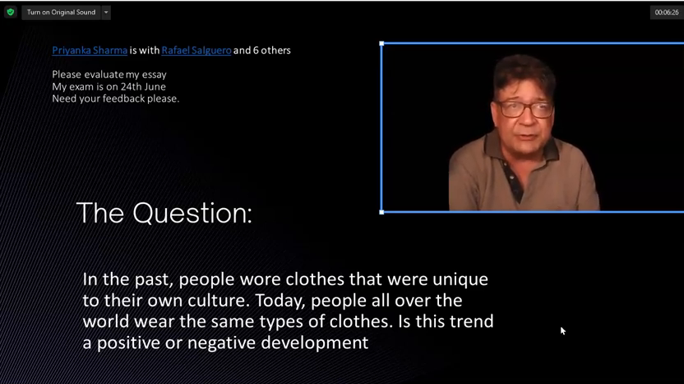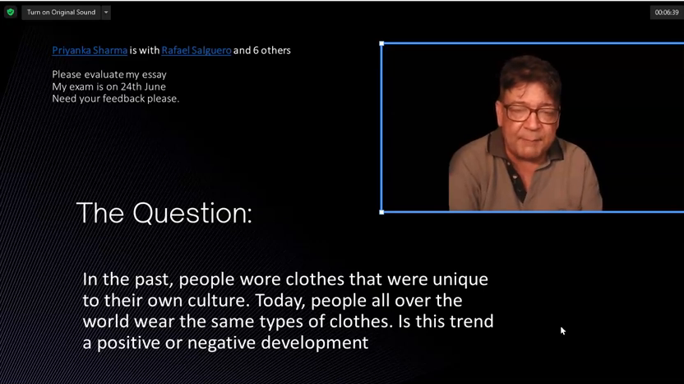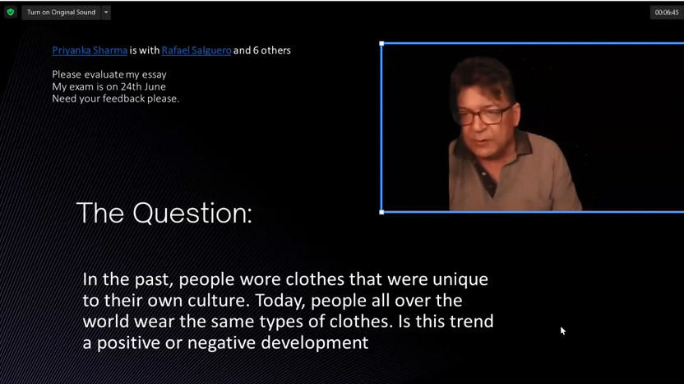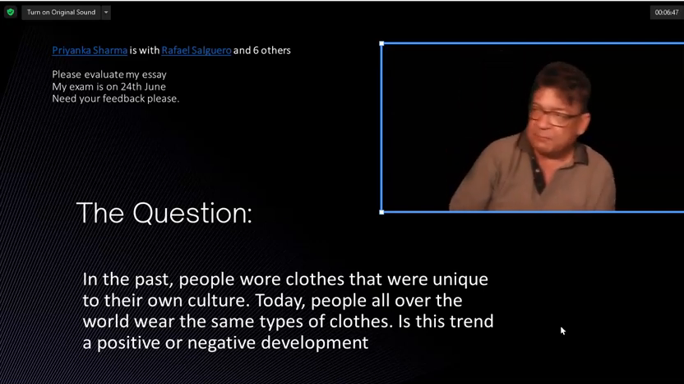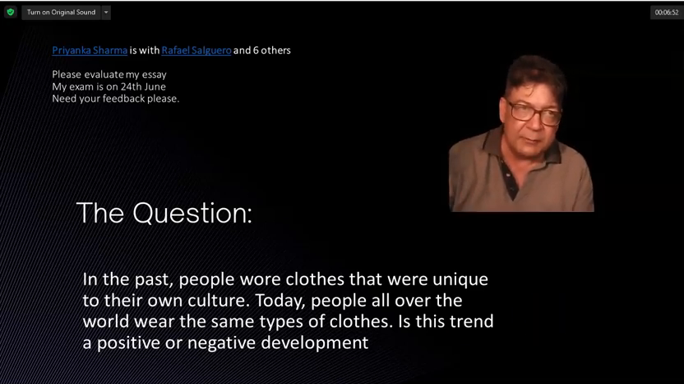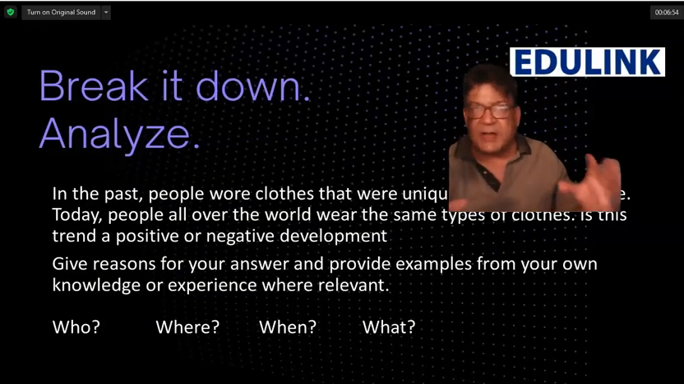to their own culture. Today, people all over the world wear the same types of clothes. Is this trend a positive or negative development? Question mark. However, there's more to the question than that. But, as it is, our first step is to analyze the question. Analyze the question. Right? Okay, break it down. Analyze.